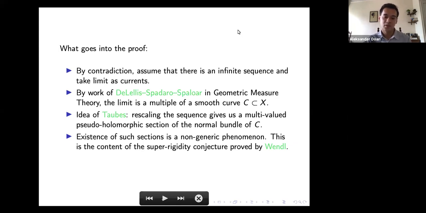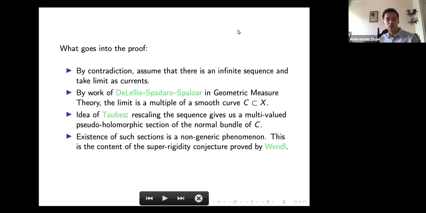But now you can prove that the existence of such sections is a non-generic phenomenon. This is related to the fact that all the moduli spaces are zero-dimensional. So in particular, if you have a holomorphic curve, you generically don't expect to have a pseudo-holomorphic normal section, because such a section would give you a deformation of the curve. Similarly, for index reasons, you don't expect to have multi-valued sections.